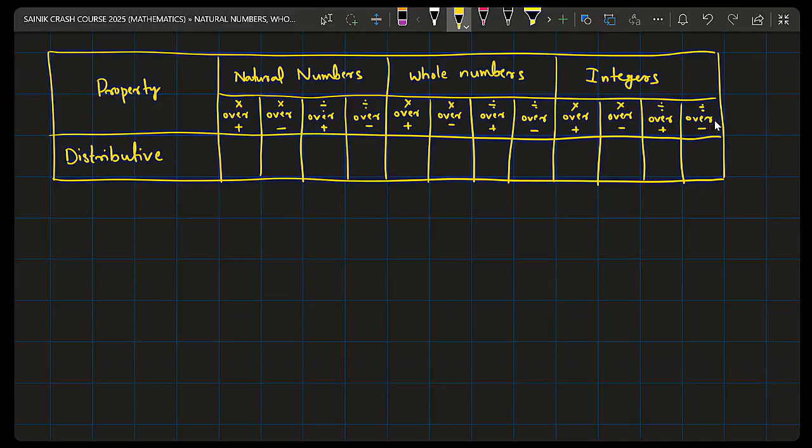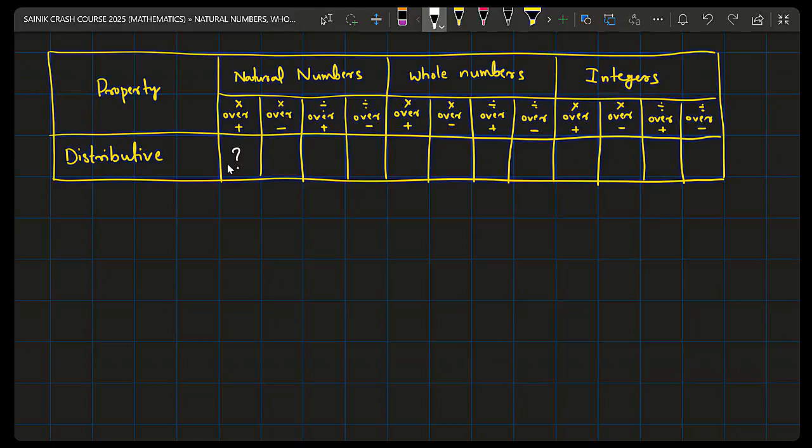Okay, students, we're going to discuss distributive property next. There are two types of distributive properties we are going to discuss: multiplication over addition or subtraction, and division also over addition or subtraction. First, I'm going to discuss whether this is satisfied or not. Do natural numbers satisfy distributive property, multiplication over addition?